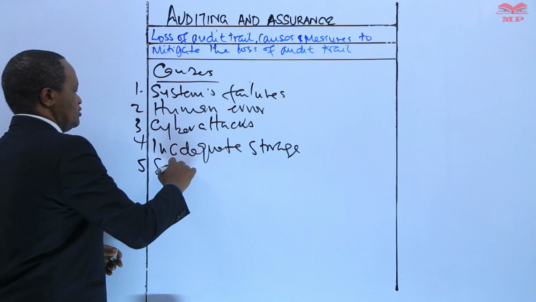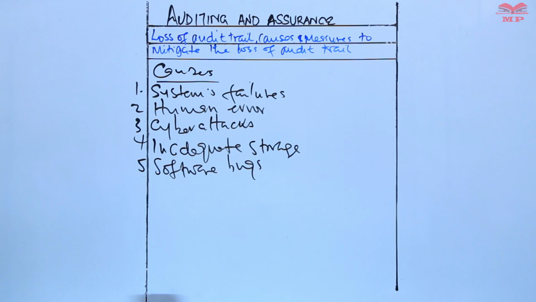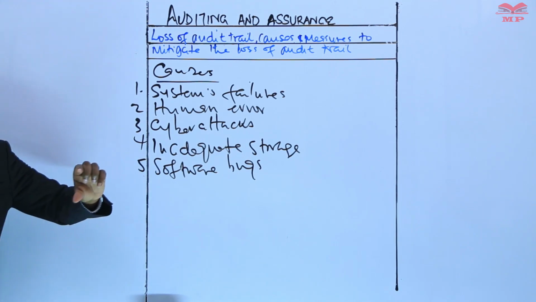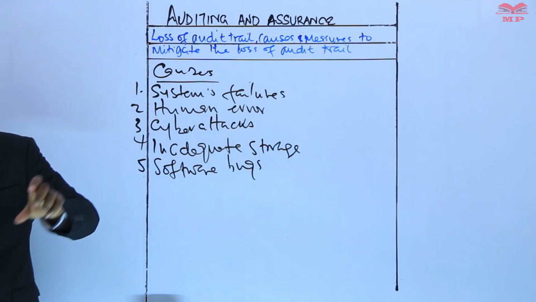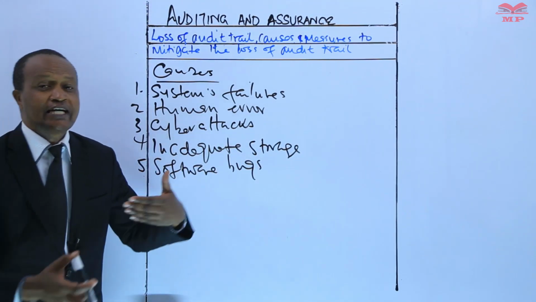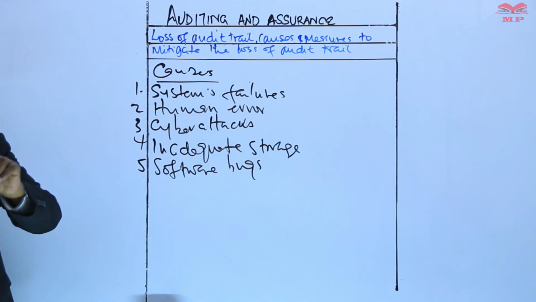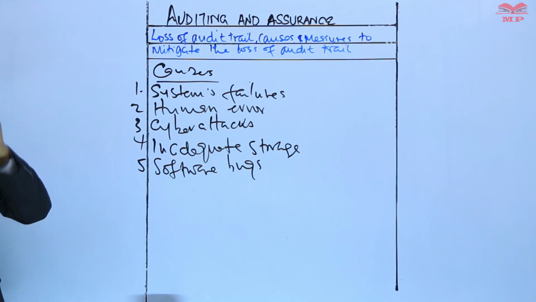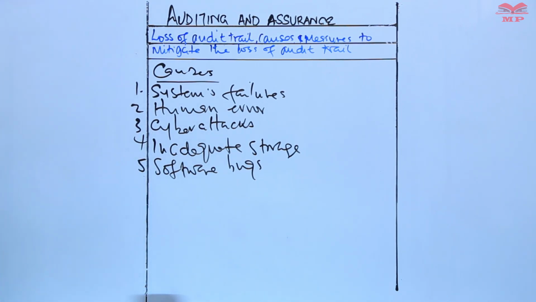Number 5, software bugs. These are errors in audit logging software, which can lead to incomplete or inaccurate recording of events. So these are 5 causes of audit trail loss.